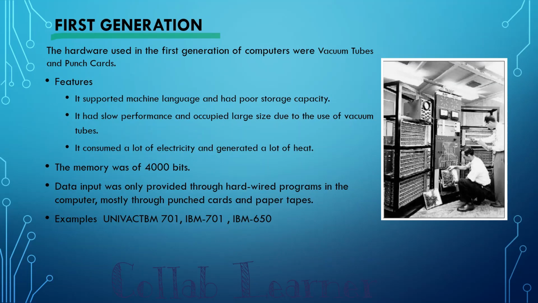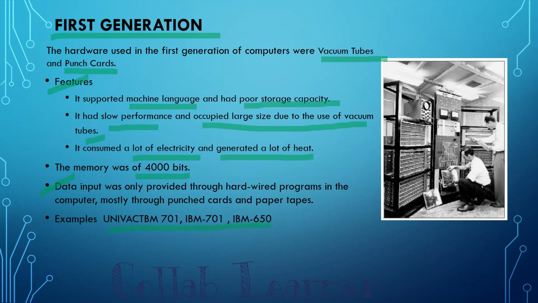First generation. The hardware used in the first generation of computer were vacuum tubes and punch cards. Some of the features of this generation were that it supported machine language and had poor storage capacity. As you can see, the storage capacity was just 4000 bytes. It had slow performance and occupied a large space due to the use of vacuum tubes. It consumed a lot of electricity and generated a lot of heat. The input was provided through hardwire and mostly through punch cards. Some examples of the first generation of computer: mostly IBM 701 and IBM 650 will be good examples to learn.